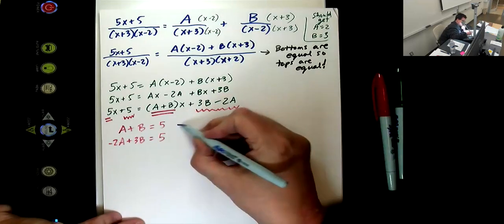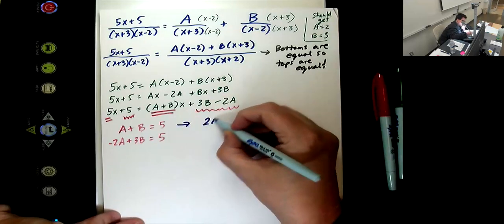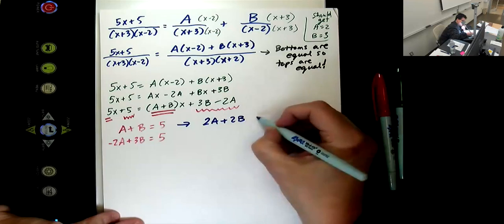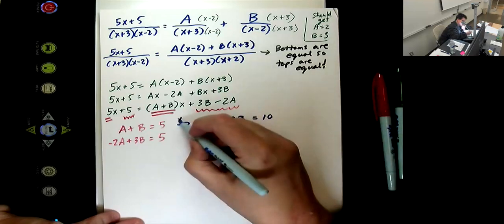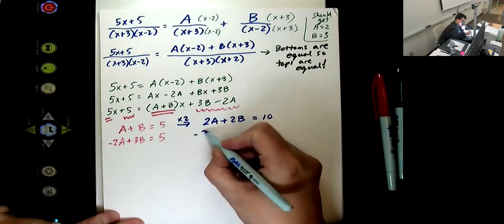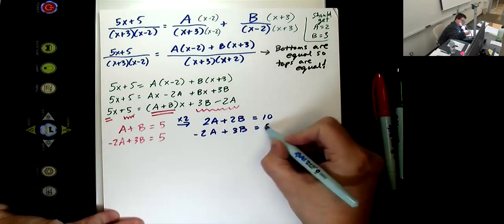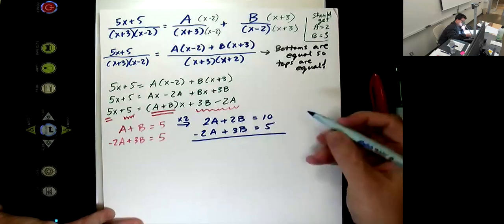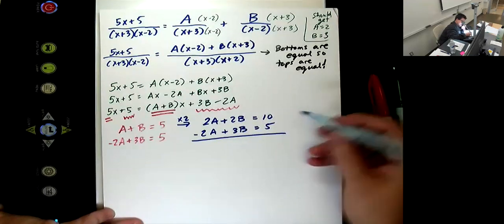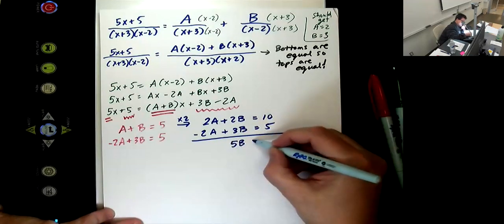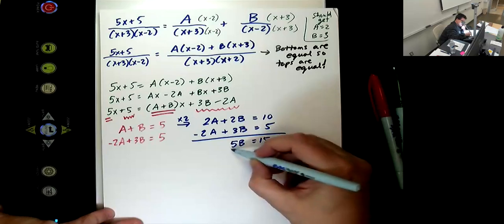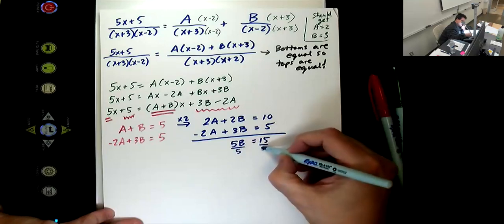So I could multiply this one by 2, I would get 2a plus 2b equals 10, if I multiply it by 2. And if I just put the negative 2a plus 3b underneath it, I can add them. And I get 5b equals 15, or b equals 3.